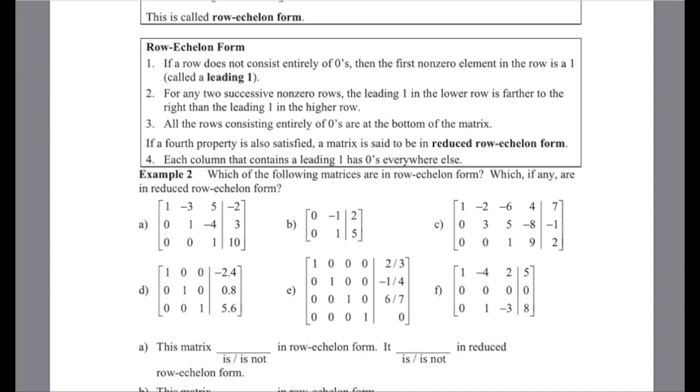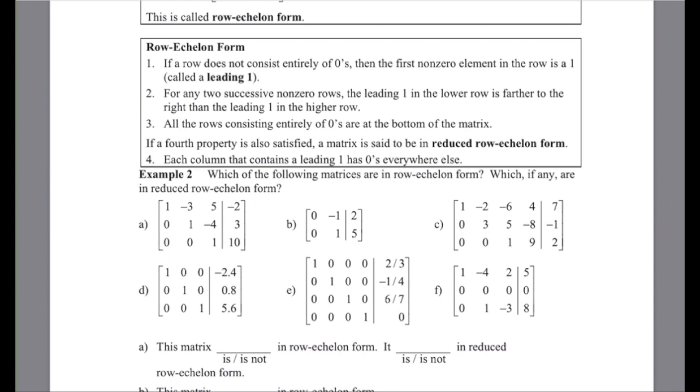For any two successive non-zero rows, the leading 1 in the lower row is farther to the right than the leading 1 in the higher row. All of the rows consisting entirely of zeros are at the bottom of the matrix. And if a fourth property is also satisfied, a matrix is said to be in reduced row echelon form: each column that contains a leading 1 has zeros everywhere else.